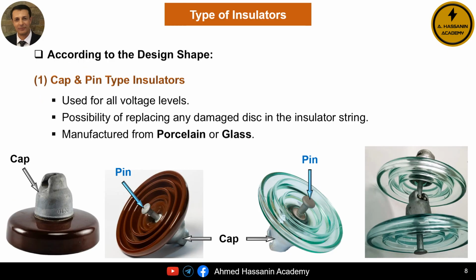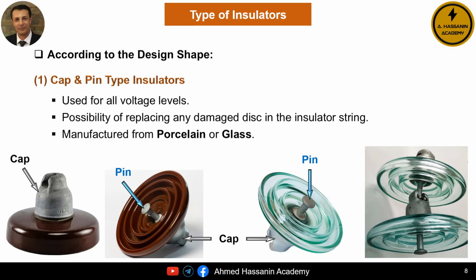Next, we will talk about the types of insulators. We will begin with the types of insulators according to their design shape. The first type of insulators from a design point of view is the cap and pin insulators. This type can be made of porcelain or glass. The most important advantage of the cap and pin insulator is that any damaged disc or unit in the insulator string can be easily replaced.